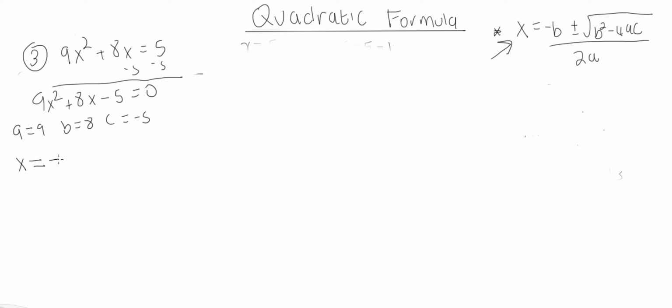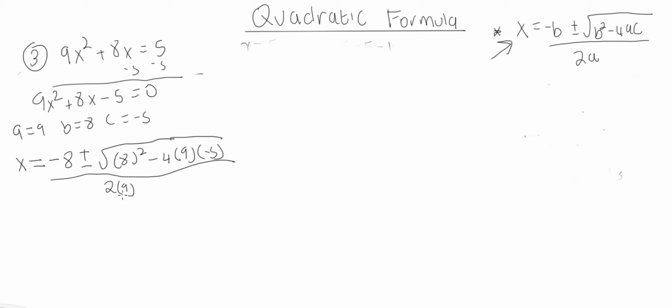So x equals -b, which is 8, plus or minus the square root of b squared, that is 8 squared, minus 4 times my a, which is 9, times my c, which is a -5. And this is all going to be over 2 times your a. Again, now once you plug those in, you just need to simplify this. 8 squared is 64. I see a double negative. I already know that is going to be a positive.